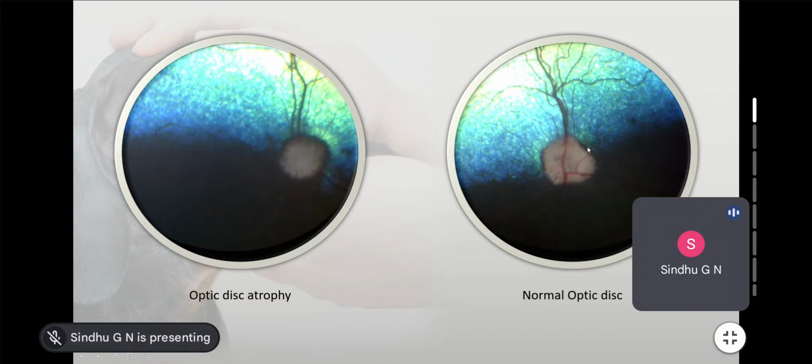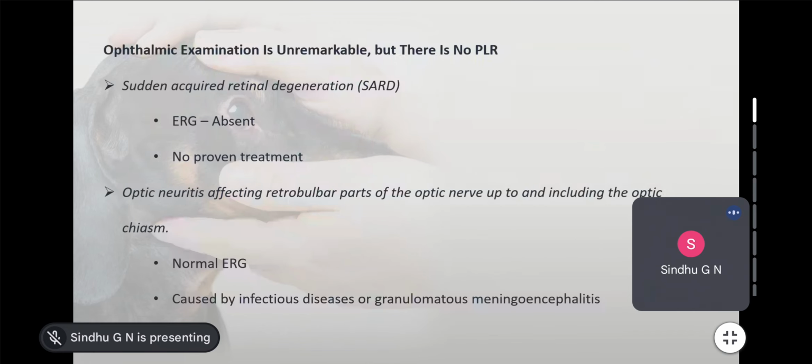Then the next possibility is that the ophthalmic examination is unremarkable. There is nothing much to see on ophthalmoscopic examination, but there is no PLR. That is very common in sudden acquired retinal degeneration, SARD, or optic neuritis.